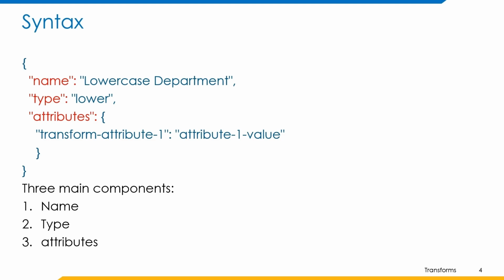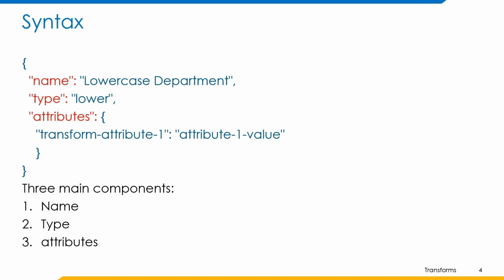In the name component, we'll be giving a name to the transform, which is used to refer to that particular transform in REST APIs and the Identity Now UI. The type is the transform operation we'll be performing. This will determine the output. The attributes are configurable objects which determine how the transform works, and each type of transform operation has a different set of attributes. Now let's understand this syntax with an example.